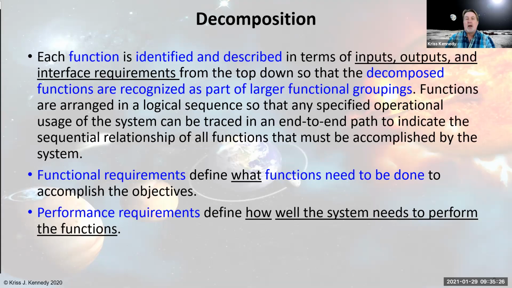So functional requirements define what functions need to be done to accomplish the objectives, such as the function of guidance, navigation, and control, the function of descent, entry, and landing, the function of mission operations of going and collecting samples. And so performance requirements define how well the system needs to perform that function. So you can see there's a difference between functional requirements and performance requirements, and that's important.